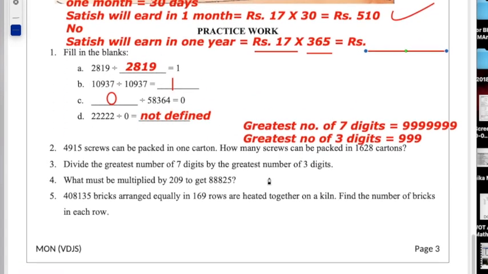Now the practice work was given. Some questions were there. 2819 divided by dash, you will get 1. The same number divided by the same number, you will get 1. 10937, the division by the number itself, you will get 1. And dash divided by 58,064 will be equal to 0. If you divide 0 by any number, this is a rule, this is a fact, you will always get 0.